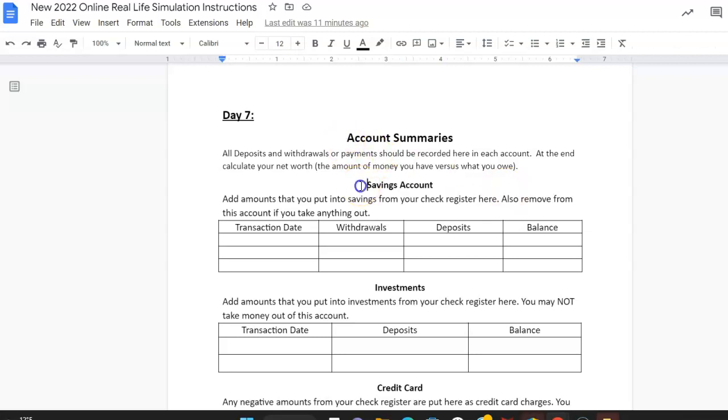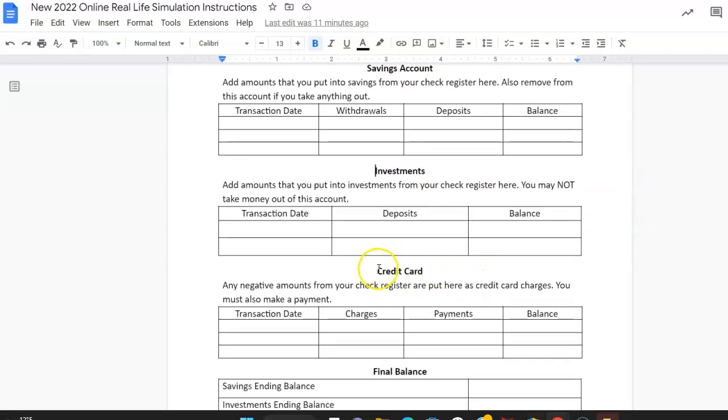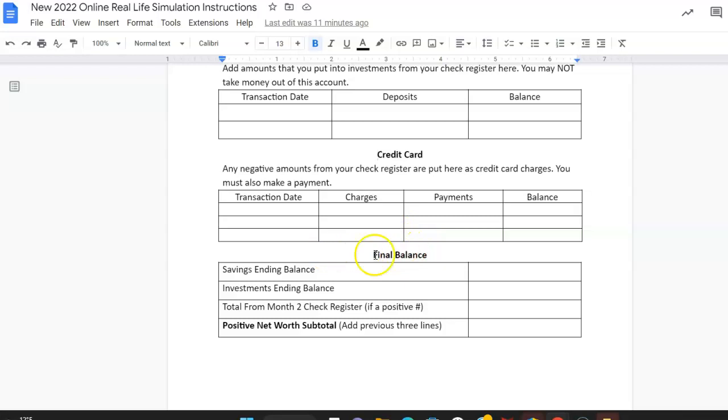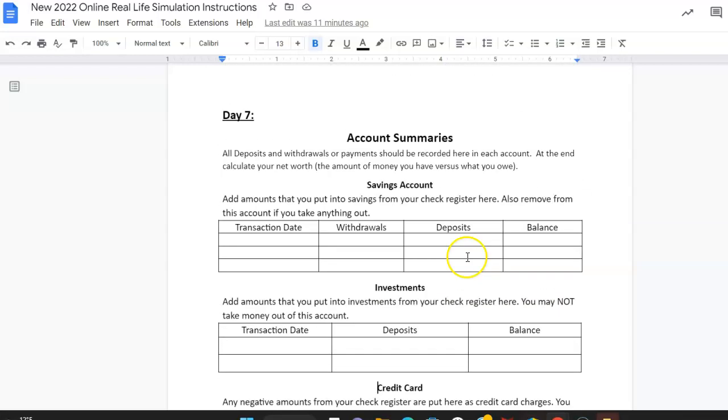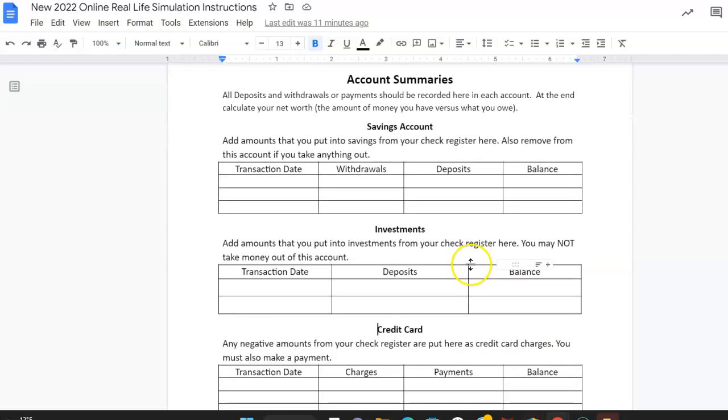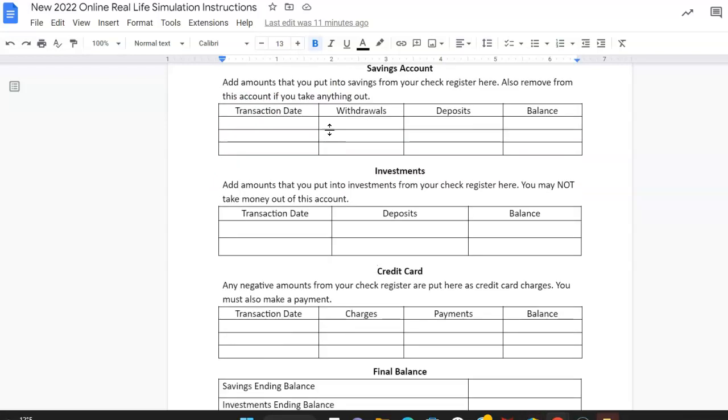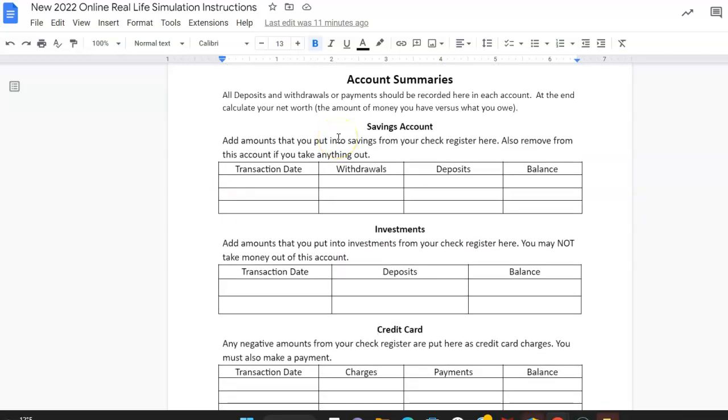So account summaries, this is where we're keeping track of your savings account, your investments, and your credit card, and then we're going to get a final balance before we do the next step. This really depends on what you've done. This should match with your registers, both the month one and month two checking registers.